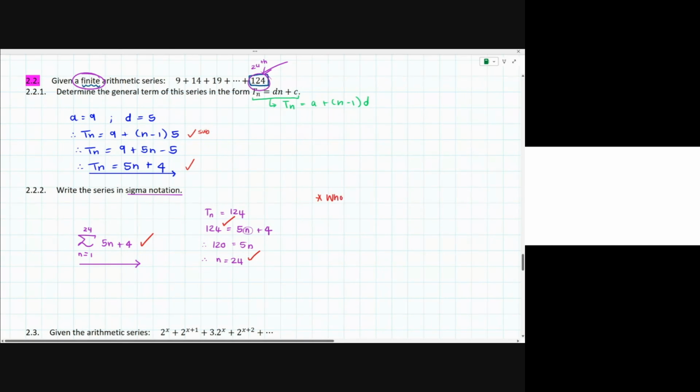So determine the sum of this series. And so now you need to use your formula, and I want you to essentially add those 24 terms. I'm going to give you 2 minutes to do that, and then we'll have a look at what that answer should be. So what is the sum of this given series?